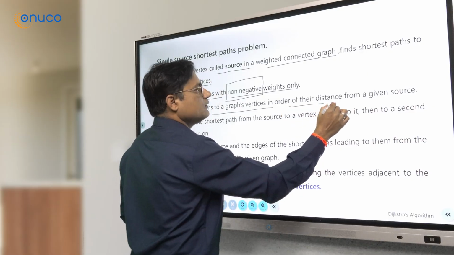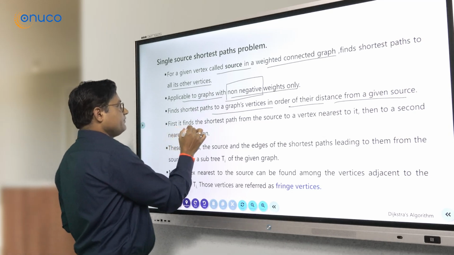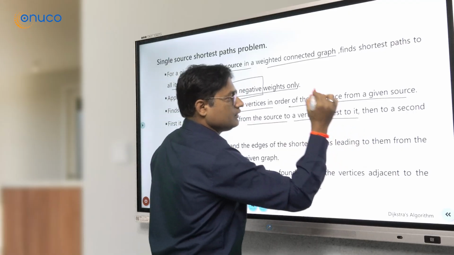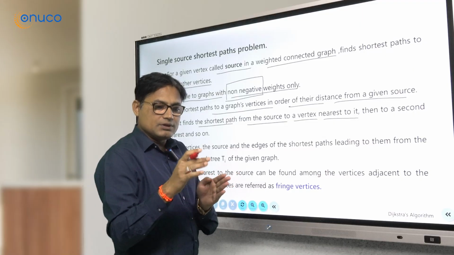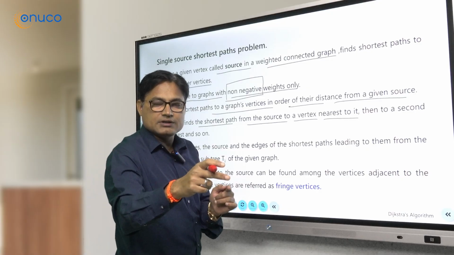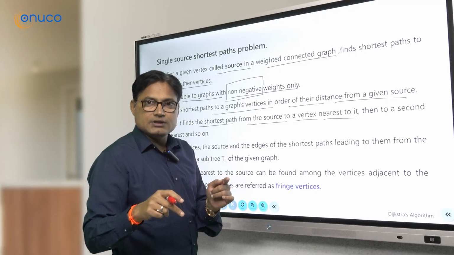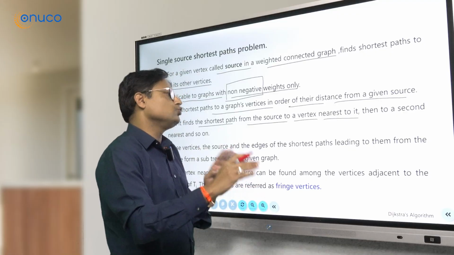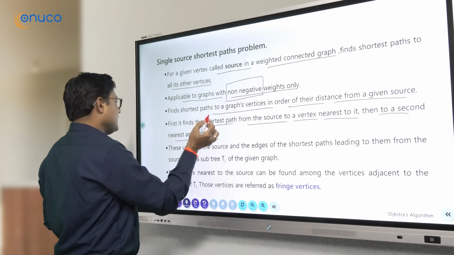Find the shortest paths to the graph's vertices in order of their distance from the given source. First, it finds the shortest path from the source to the vertex nearest to it. That is called greediness. First, we go to a neighbor. If I have A to B, A to C and A to D, among these, whichever has the lesser distance, we go to that vertex first. Whether A to B is lesser, or A to C is lesser, or A to D is lesser, first we visit that particular vertex having the lesser distance from the source. Then the second nearest and so on.